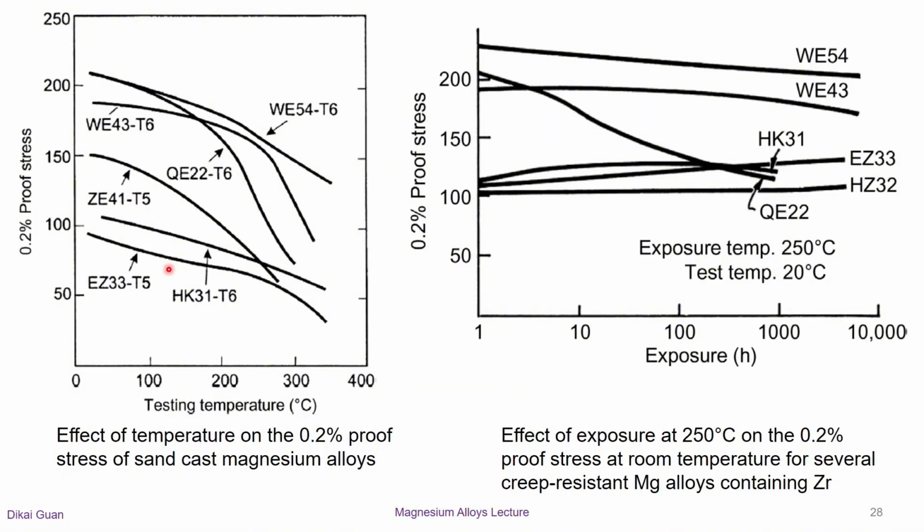This slide summarizes the mechanical properties of high-temperature magnesium alloys, including WE and QE alloys and other ZE, EZ, HK alloys. We can say WE alloys have much higher yield strength at high working temperature, up to 250 Celsius degrees, and their yield strength was quite stable and high after exposure experiments at 250 Celsius degrees up to 10,000 hours.